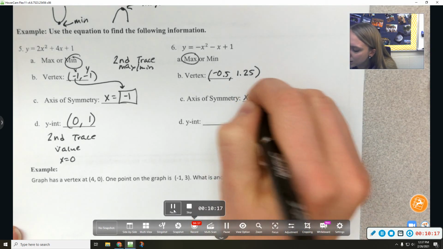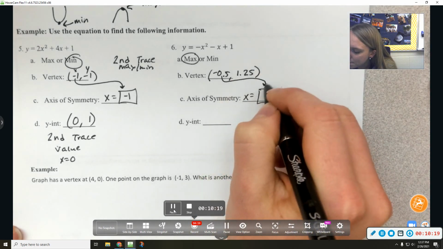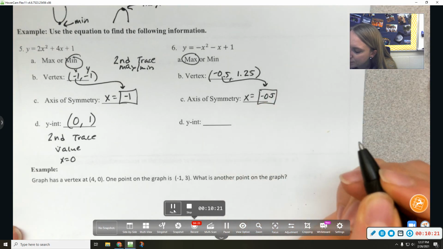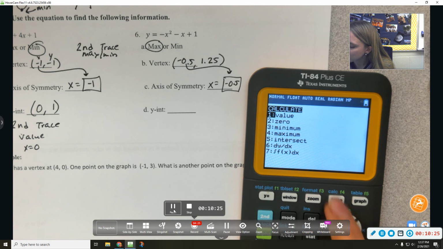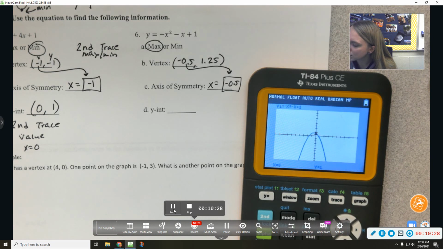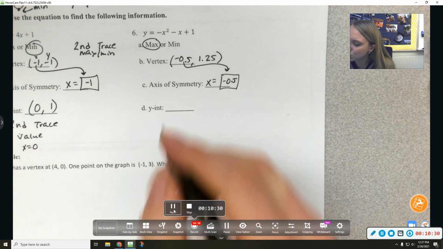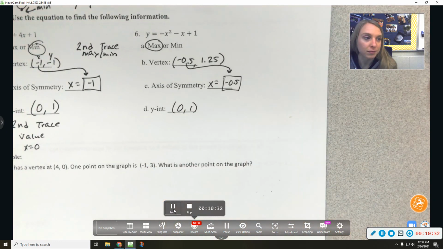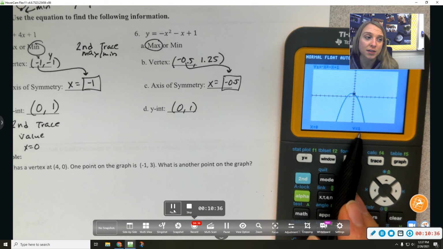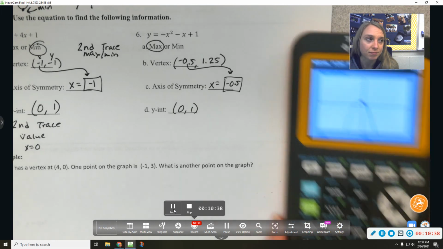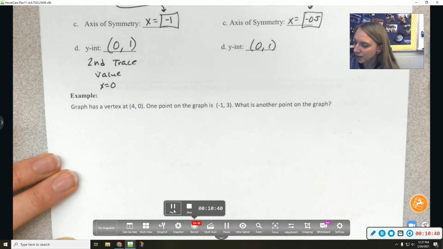Axis of symmetry, x equals box. My y-intercept, again, second trace, value 0, and it tells me it's 0, 1. On my calculator here, 0, 1. Cool stuff, huh? I like it. Okay, last example, then we're done.